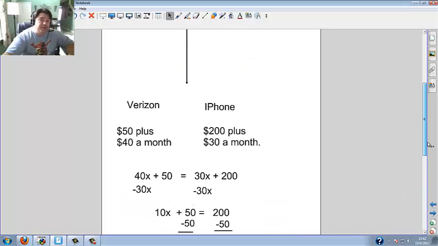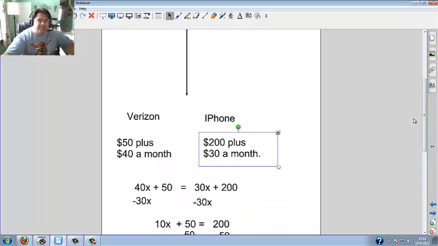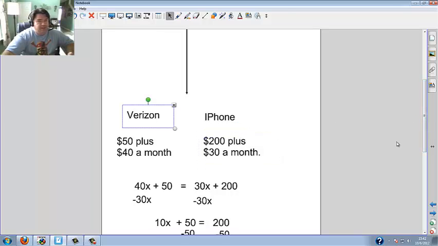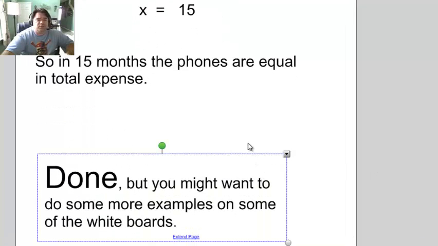So if I plan on keeping the phones for more than 15 months, I can get the iPhone and not pay more in the long run. If I'm going to have it less than 15, I might want to get a Verizon and then buy a different phone later. Done. But you might want to do more examples on the whiteboard.